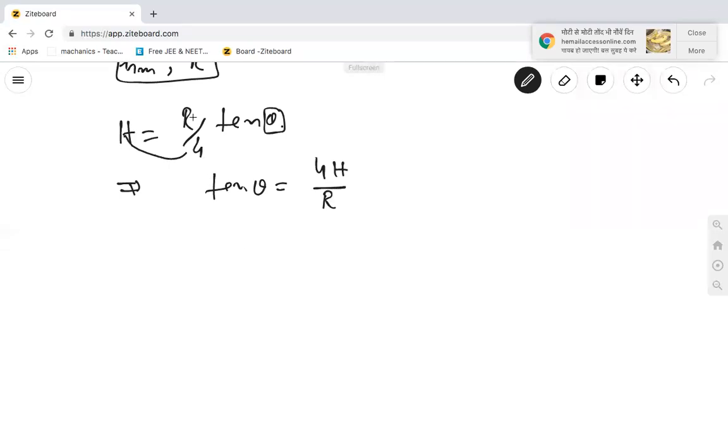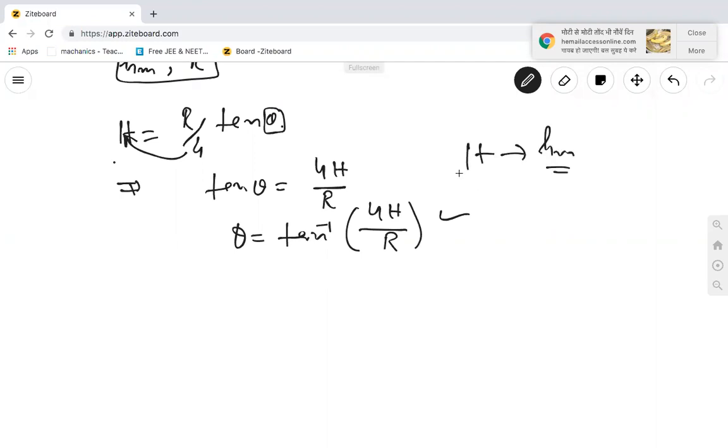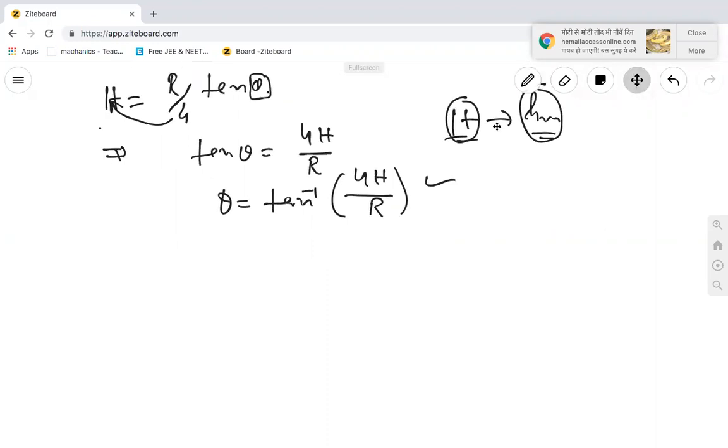This goes here and this comes down. So theta is equal to tan inverse 4h by r. That is the answer. But he writes h as hm. So it is his terminology, why bother? If you tell me to do it again, I will do it again for you. Okay, there may be some students who may be interested.